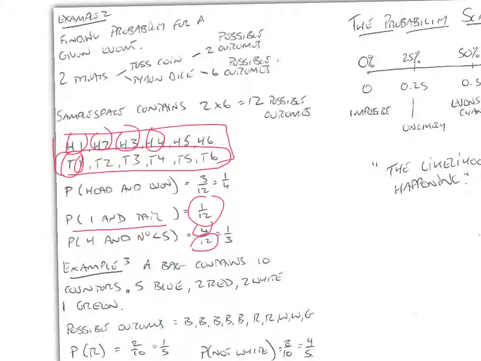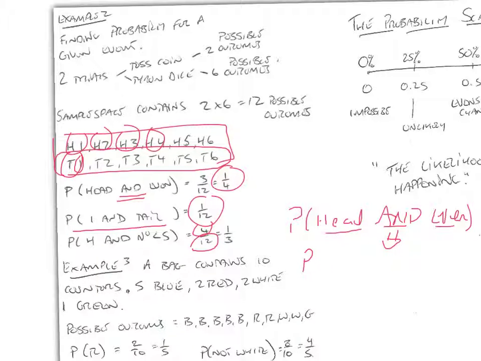Now, just whilst we're here with this, we have the probability of a head and an even number, and we've seen that that's equal to 1 in 4. In probability, we have this multiplication rule where we can simply multiply to find the probability of a head and an even number. We can multiply the probability of the head by the probability of an even number, and it should give us 1 in 4.